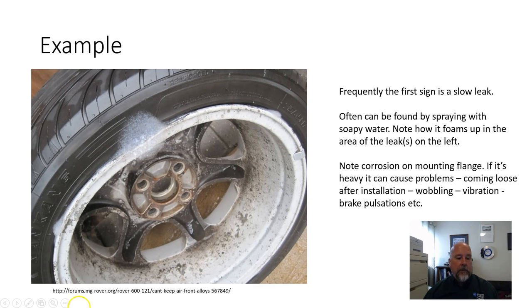So here we have an example. See this area right here? In this case we have an aluminum wheel. It was noted that the tire was losing air, so the tech sprayed some soapy water around the bead area, and you can see it start to foam up. So we have leaks noted there, and there, and there. So there's a few spots that corrosion has got in, unseated the tire away from the rim, and allowed air to leak out.